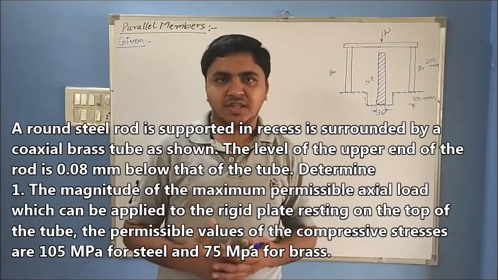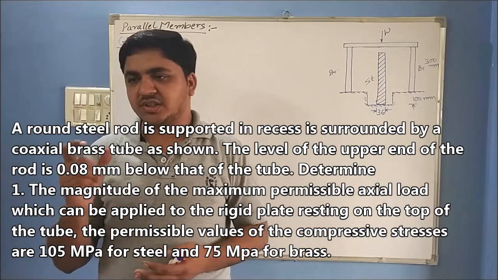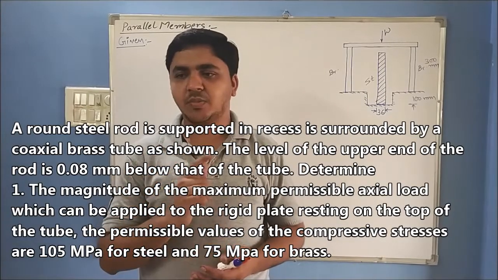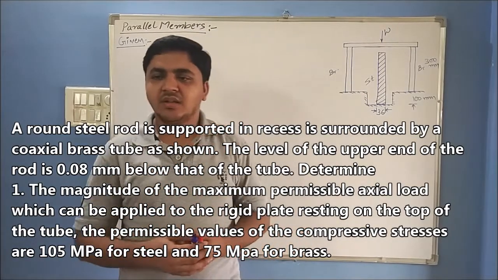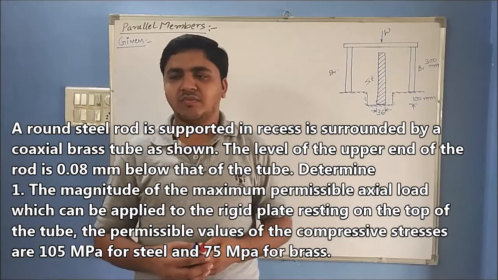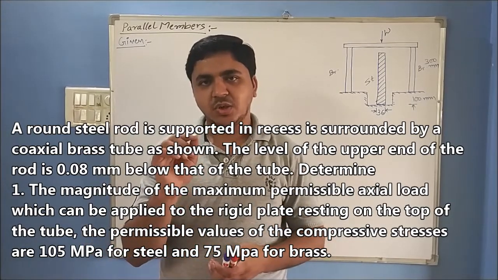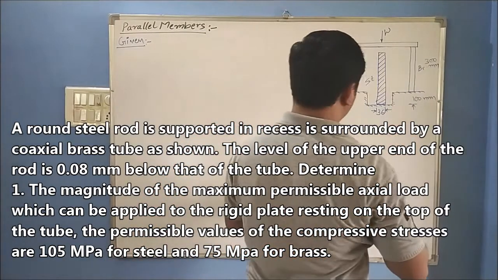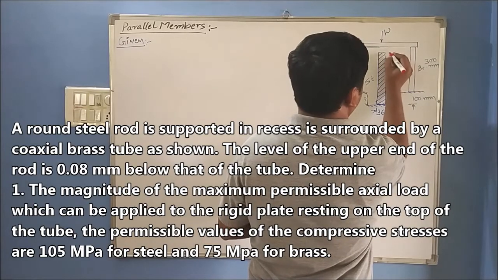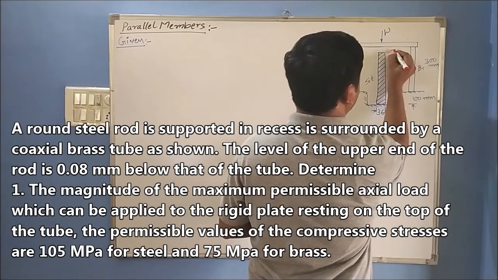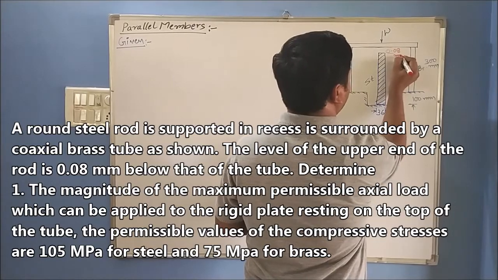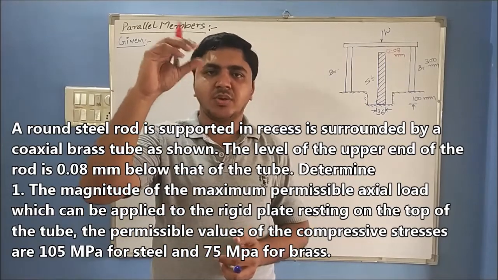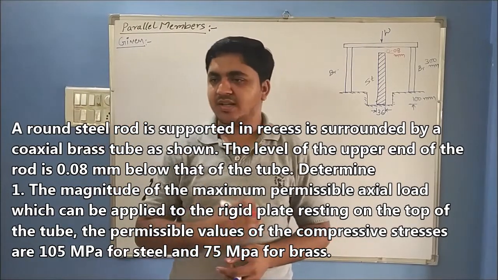Okay, so problem says a round steel rod supported in a recess surrounded by a coaxial brass tube as shown in figure. Next, the level of upper end of the rod is 0.08 mm below that of the tube. Means what? This steel rod is 0.08 mm below the copper tube. Means the length of the copper tube is 0.08 mm higher than the steel one. Okay, let's see the next one.